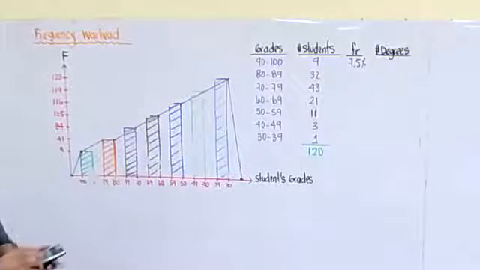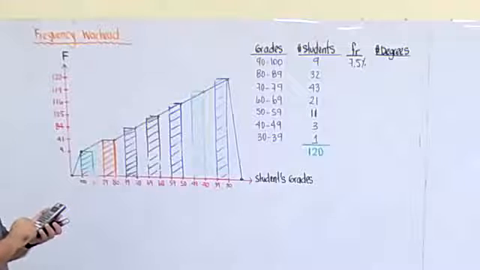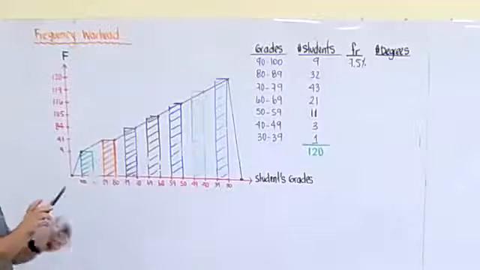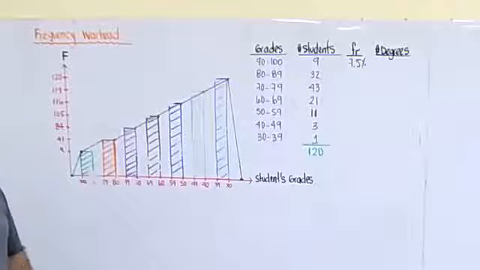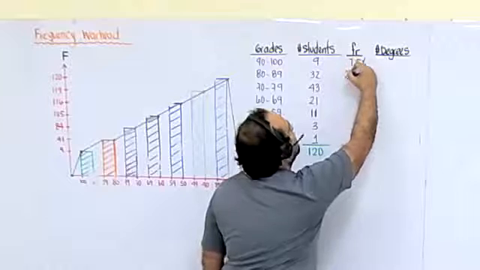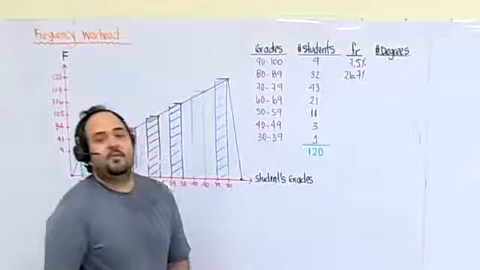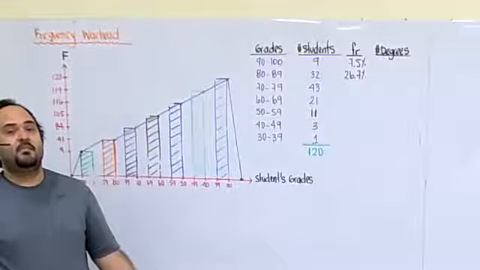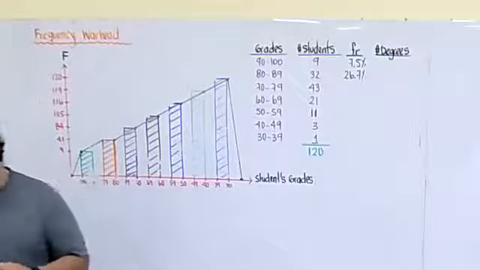Now how can we calculate the second one? Well, 32 divided by 120, and the result multiplied by 100, and you shall see the result will be 26.66666. Well, we're going to say 26.7%. Okay, did you get the point? Did you get the idea? Yes, mister. Okay, so calculate the next one.